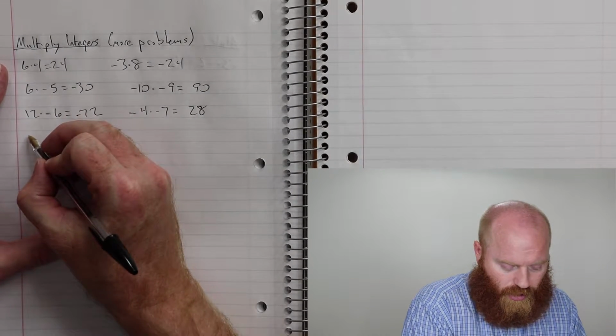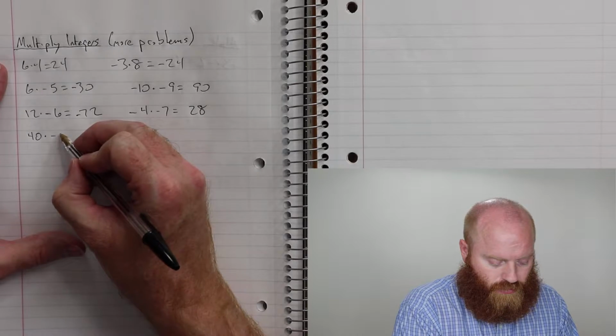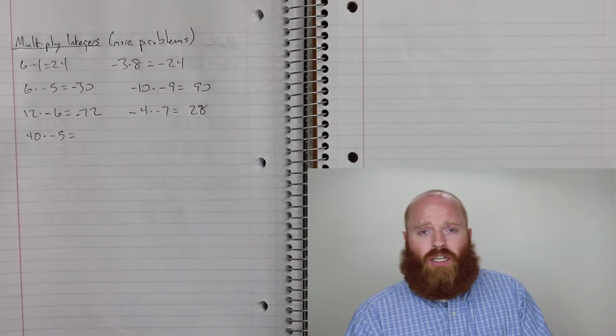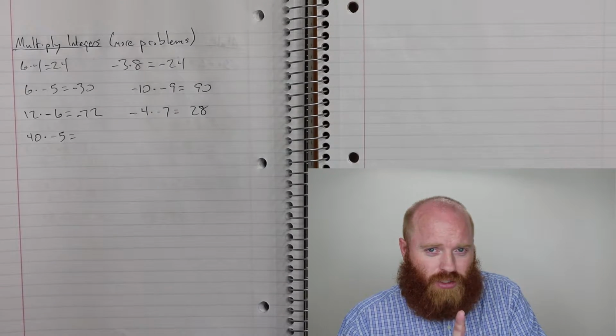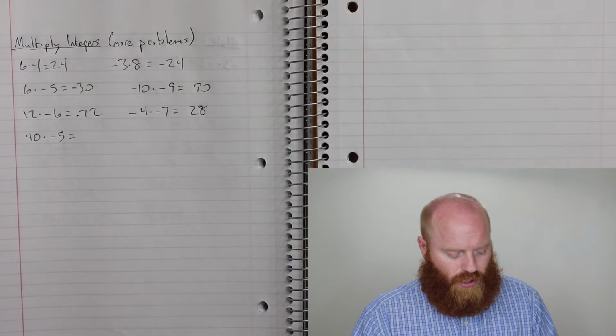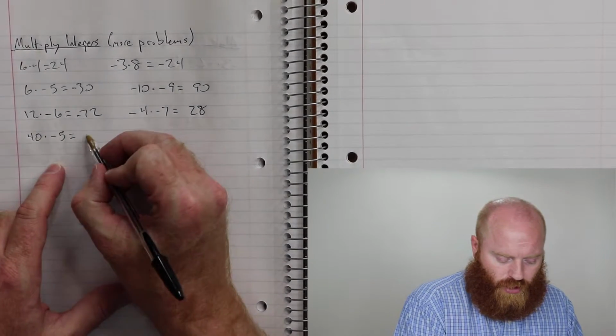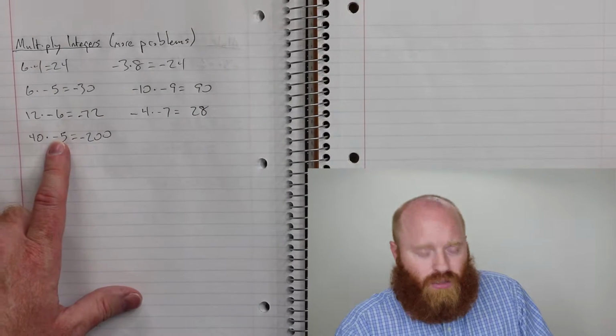Let's say 40 times negative 5. I don't care if the numbers are large, small, odd, even, whatever. I don't care about the numbers. I didn't say if there's an odd number. I'm saying if there's an odd number of negatives. So 40 times 5 is 200. Positive times a negative, that's a negative. I'm getting used to it.